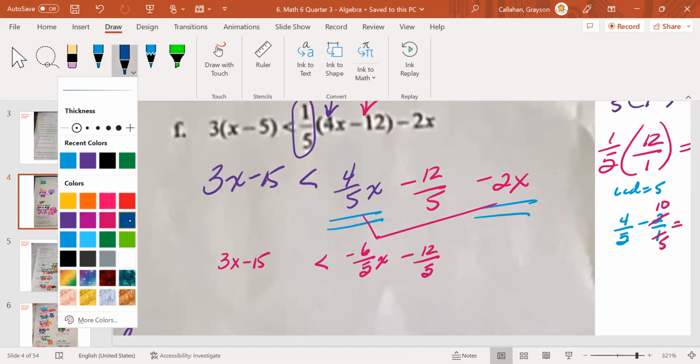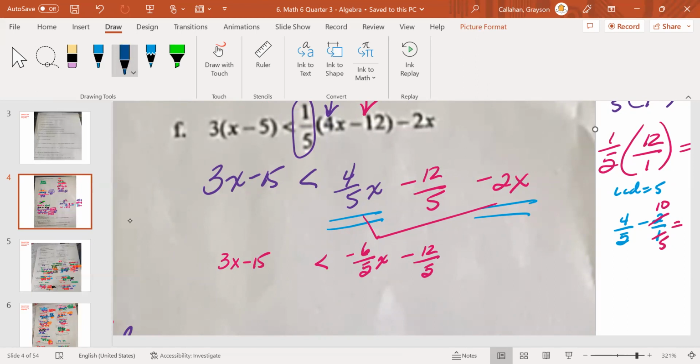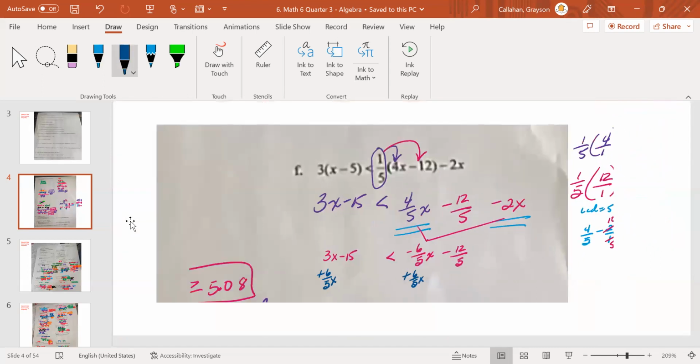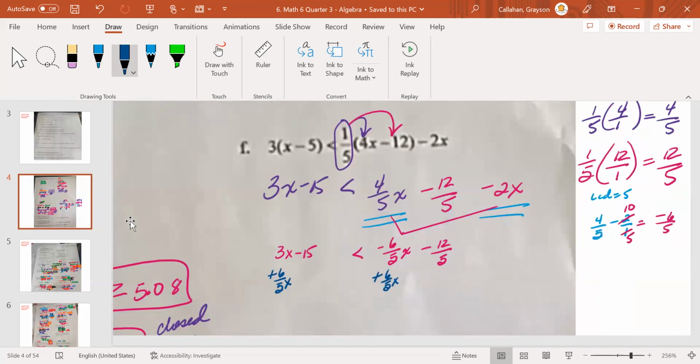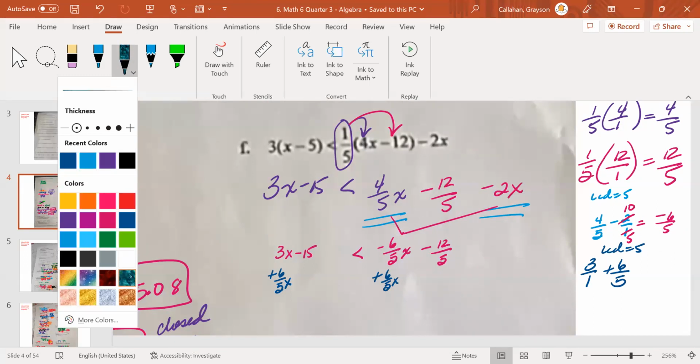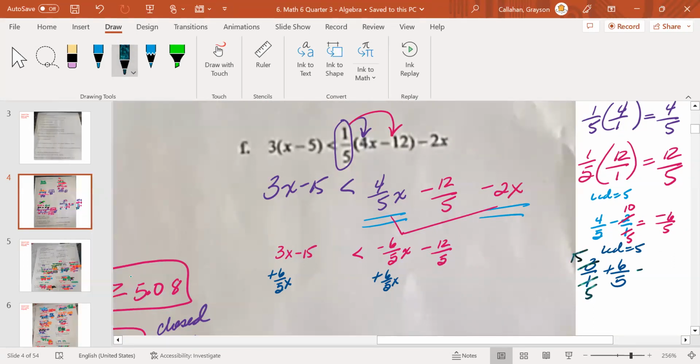Next step, you want to move the smaller x. Which one's the smaller x? Do you see how you have a bunch of fractions? So when you have a bunch of fractions, you want to do this on the side over here. So 3 over 1 plus 6 over 5. Lowest common denominator is 5. So then we're going to go ahead and make that a 5 and make that a 15, which is 21 over 5, right? 21 over 5x minus 15 is less than negative 12 over 5.